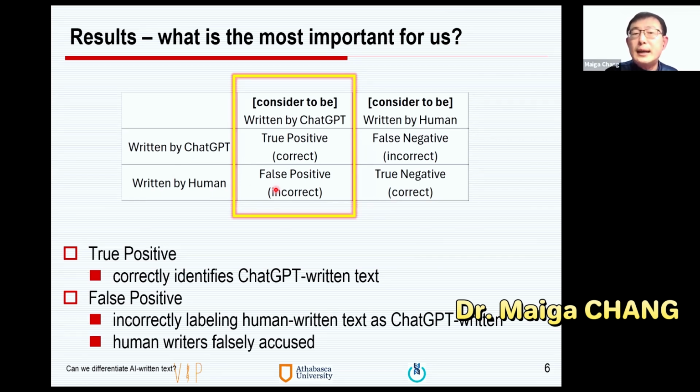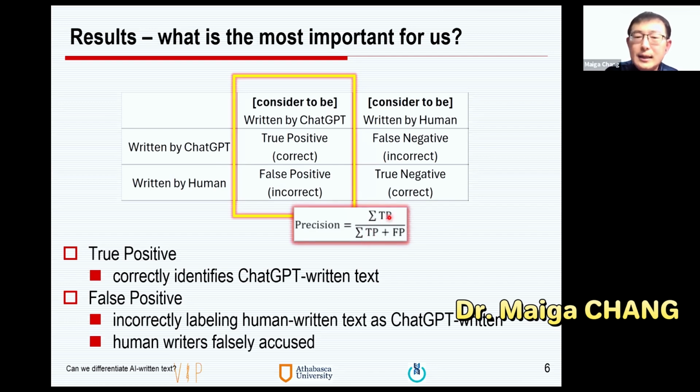So if we only consider true positive and false positive, then that is what we call precision. So precision is trying to make the false positive as small as possible. We want this number to be 0. You can see if we can let false positive be 0, then the precision rate will be 100%. What does that mean? That means we will never falsely accuse anyone who didn't do the things. So no one will be falsely accused.